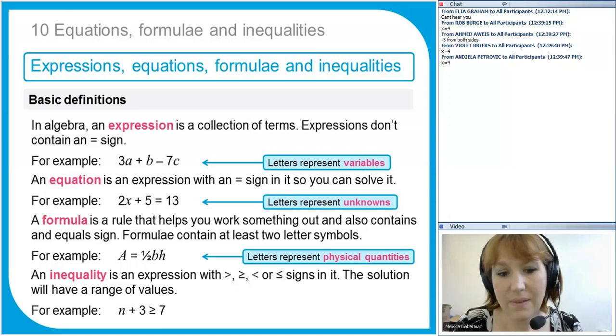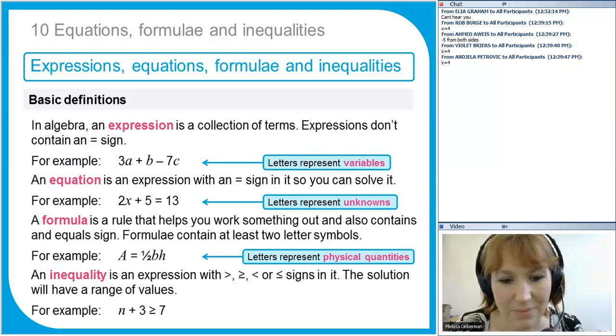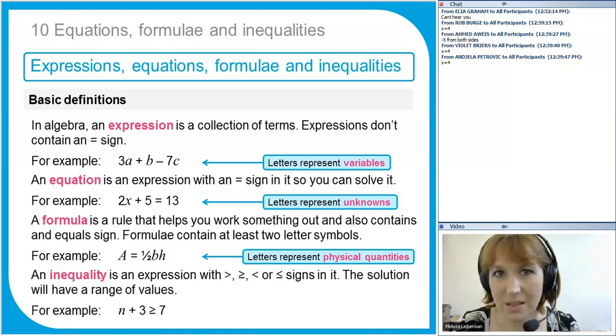So for example, if I had that n, which just stands for a number, plus 3 is greater than or equal to 7, any idea what value n could be? Well, for example, if n was 10, I would have 10 plus 3, which is 13. So that would work for that inequality. What if n was 5? Then I would have 5 plus 3, which is 8. That would work. How about if n was 4? Then I would have 4 plus 3, which is 7. That is equal to 7, so that would work.